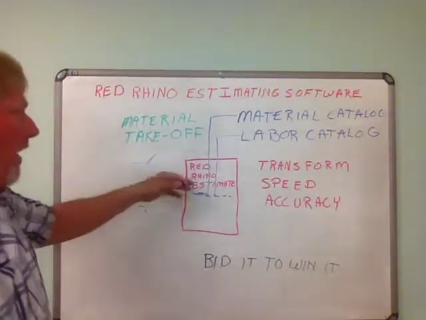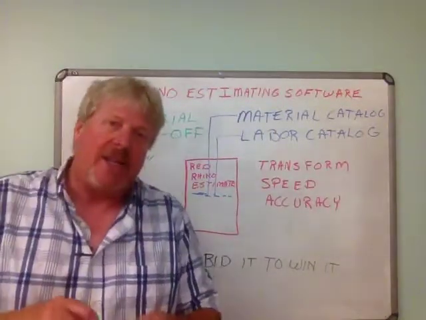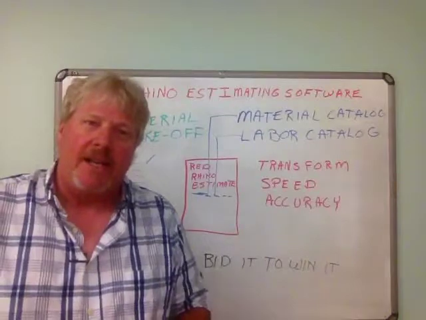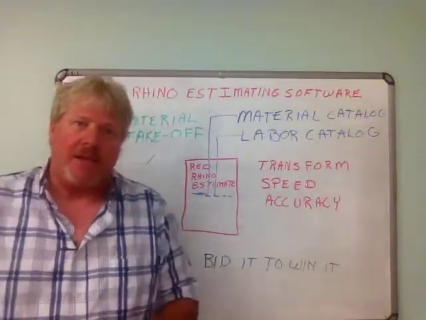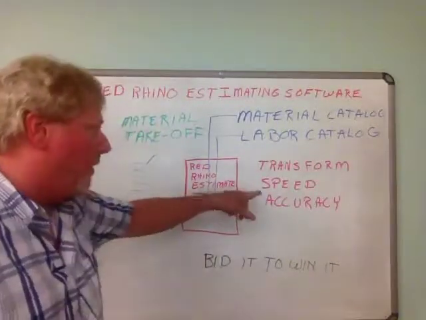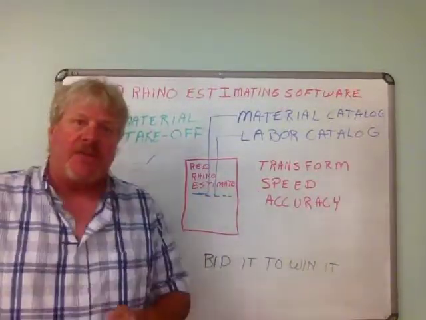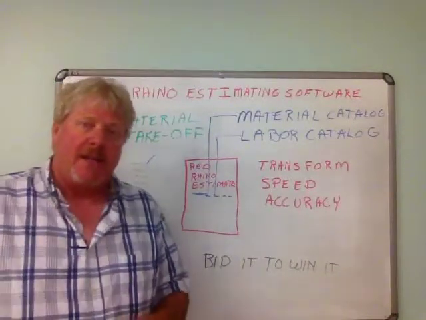Other than that, I just wrote on the board here, transform. You really can transform your company. You can bid a lot more projects, and let's face it, transformation comes from bidding more jobs and making more money, okay? Red Rhino gives you speed and accuracy. In other videos I'm going to explain some speed tools that Red Rhino has, but just think about it.